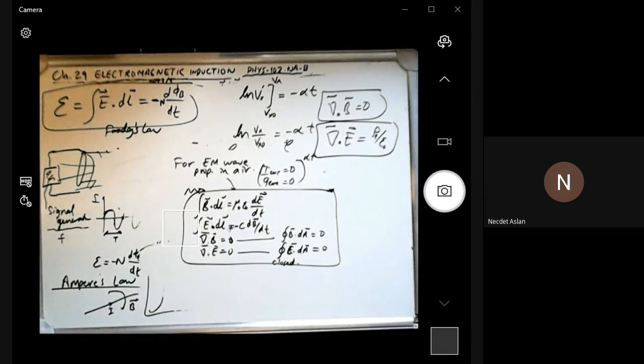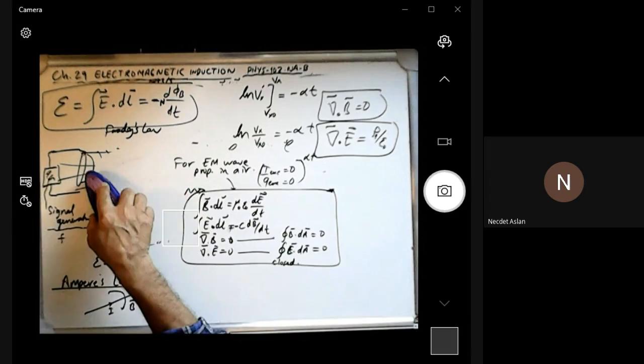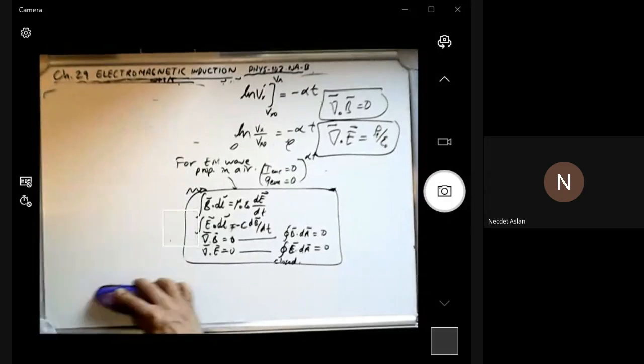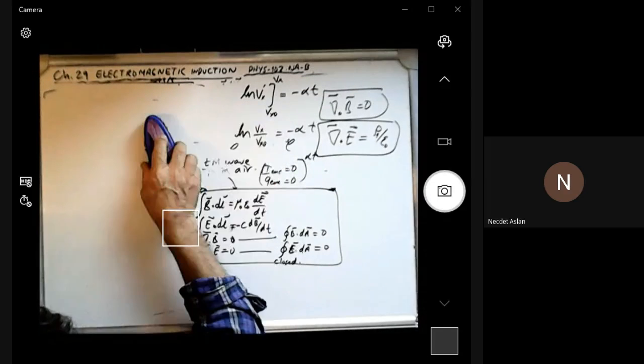I would like to solve one last example in this chapter, so that we will be wrapping things up. Now I would like to solve this kind of Faraday's law problem, because this is a really nice application.